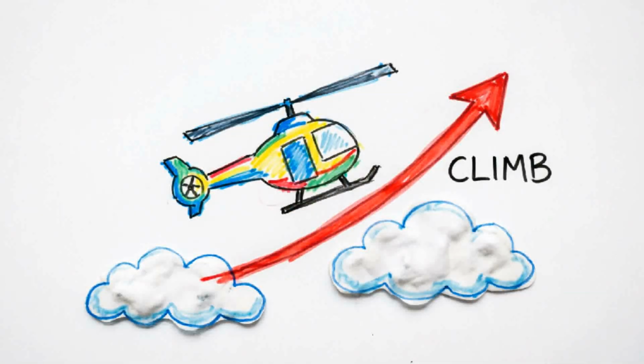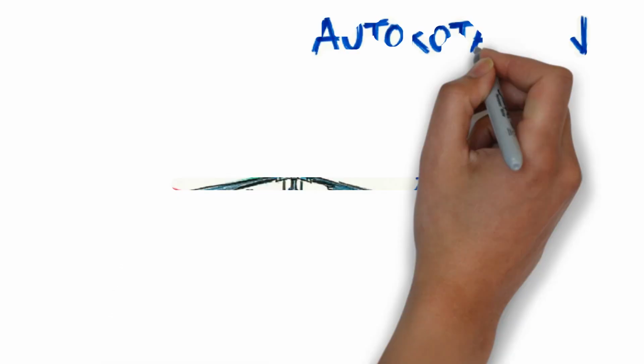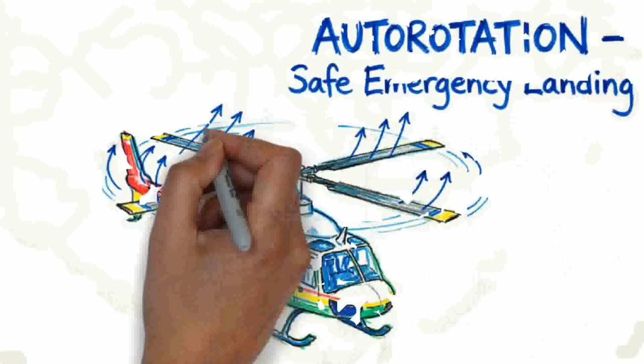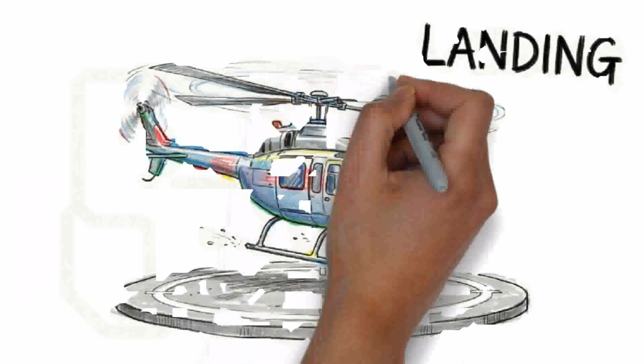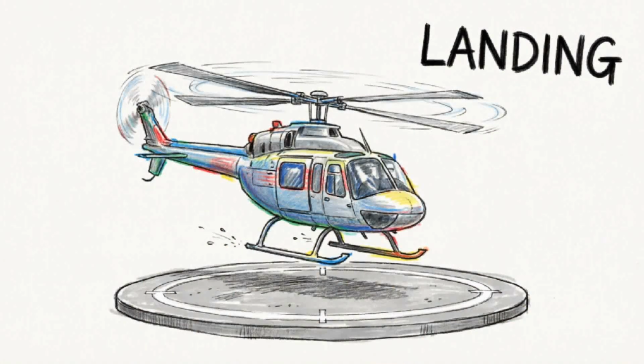If the engine fails, helicopters can safely land using autorotation. The upward airflow keeps the rotors spinning like a falling maple seed. To land, the pilot reduces the collective gradually, decreasing lift for a gentle, controlled touchdown.